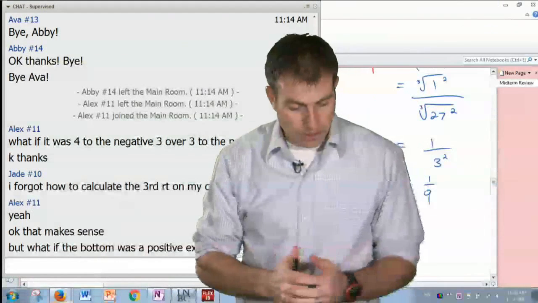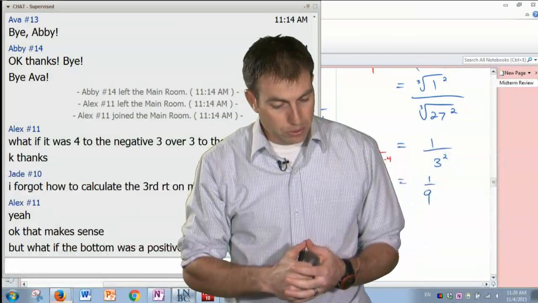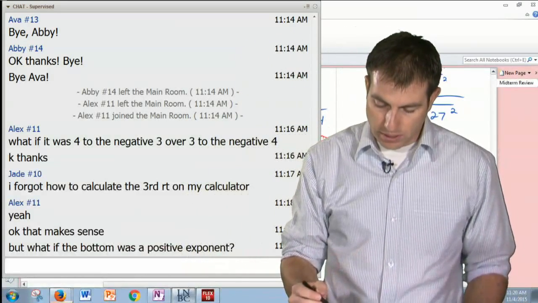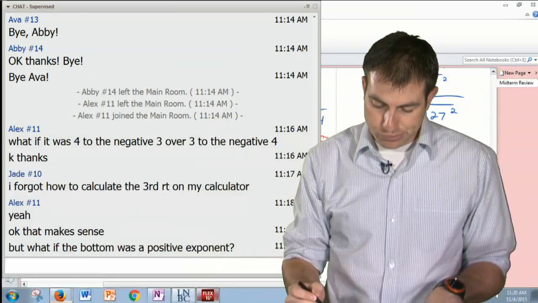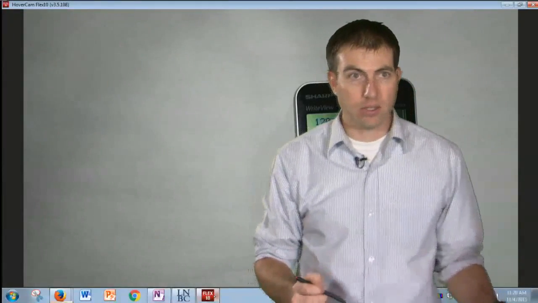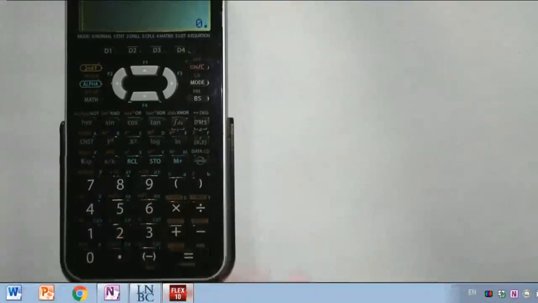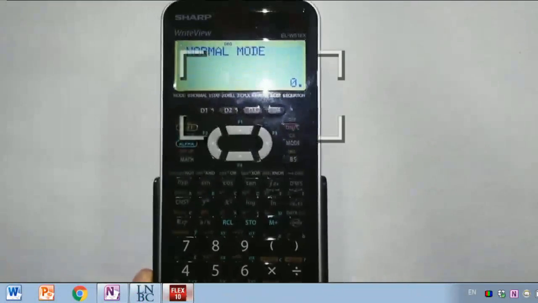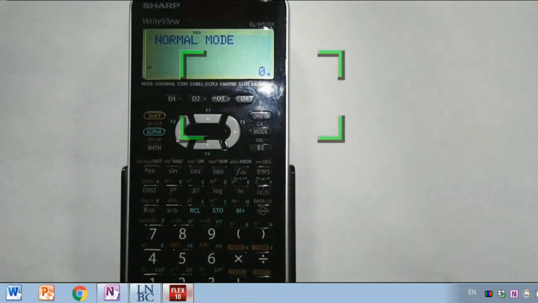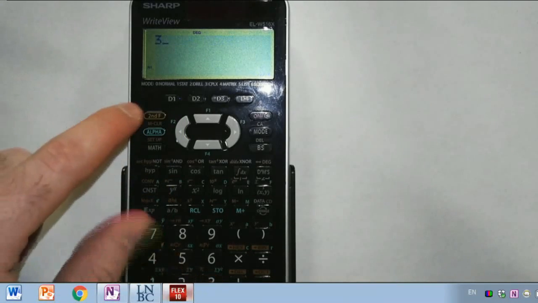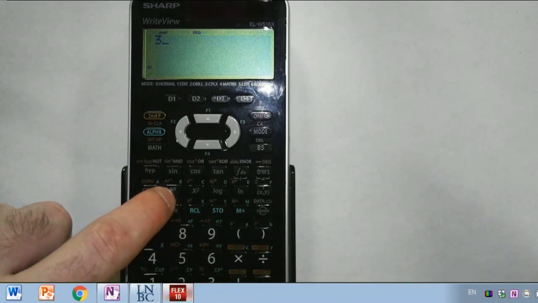Perfect, Alex. Glad to hear it. Third root, Jade, on your calculator. Depends on the calculator. My calculator has a third root button. So if you have a calculator with a third root button, you can use it. Mine, you can also go 3, and then I go shift and hit this guy.